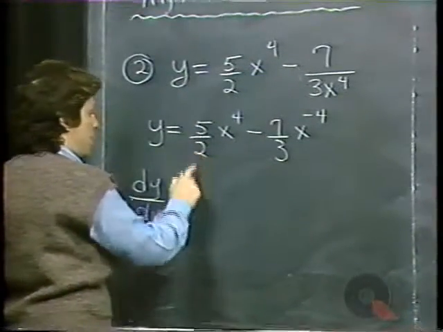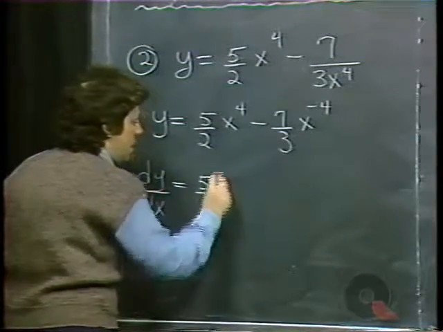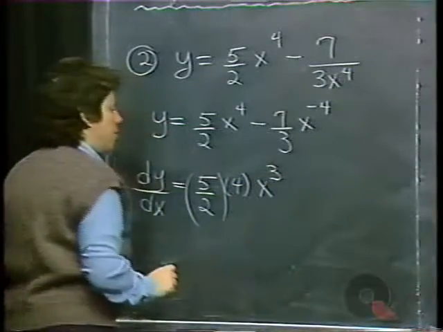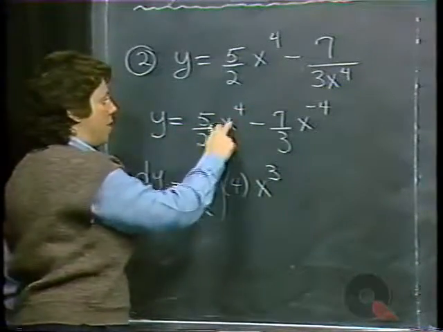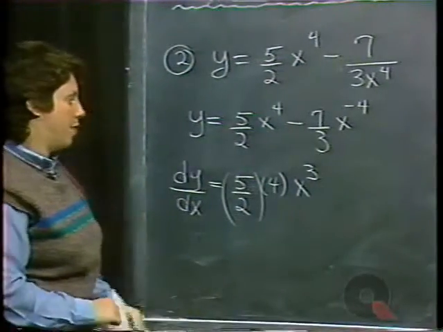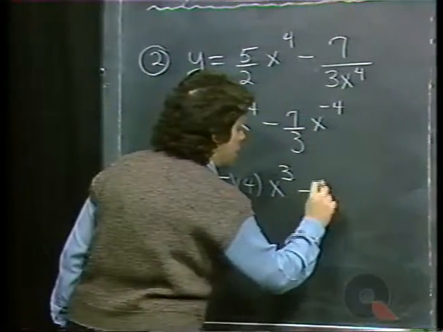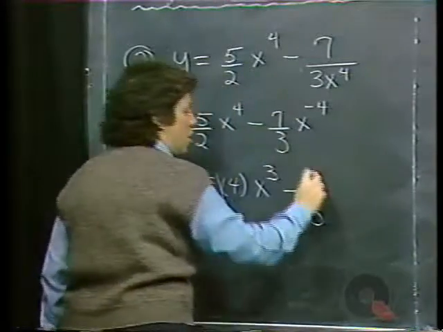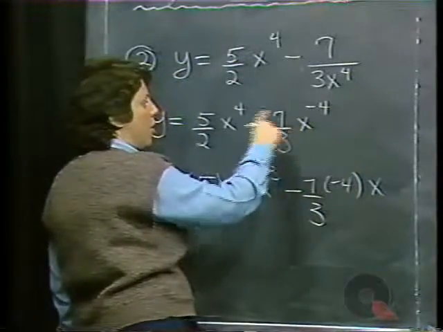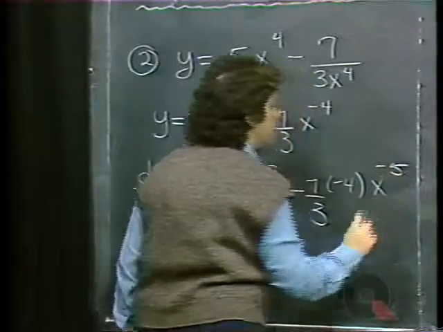So it's going to be the derivative of 5/2 x to the 4th will be the constant 5/2 times the power 4 times x to the 1 less power. The constant times the power x to the 1 less power. 5/2 times 4, x to the 4 minus 1, or 3 power, third power. Now, going along, minus 7/3, the constant times the power, which is minus 4, x to the 1 less power. 4 minus 1 is 3. Minus 4 minus 1 is minus 5.